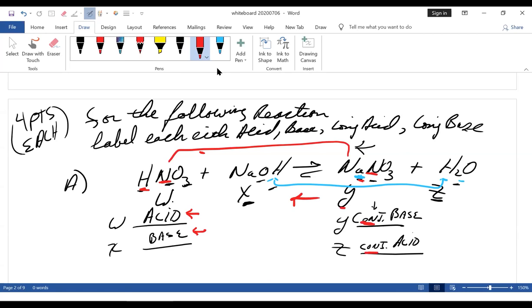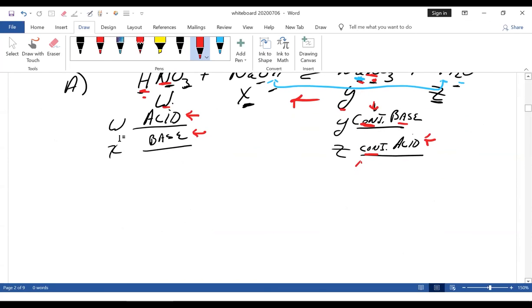Going from Y to its conjugate W, what happens? No hydrogen, one hydrogen, actually H plus. And what's something that accepts a proton? It's a base, and it's on this side, and that makes it the conjugate base. Finally, Z to X. What do we have here? We have two hydrogens, it goes to one. And what is something that gives up a proton? It's really a proton. It's an acid, but since it's on this side, it's a conjugate acid.